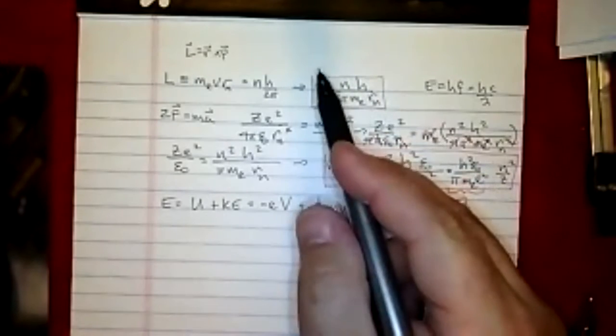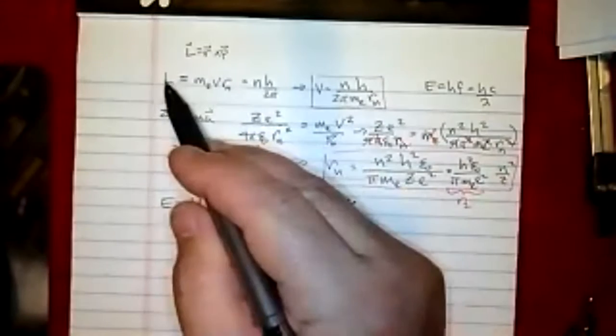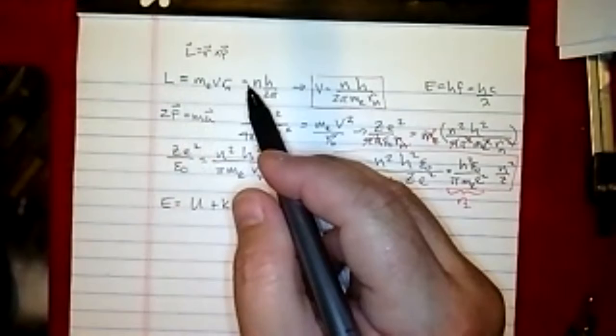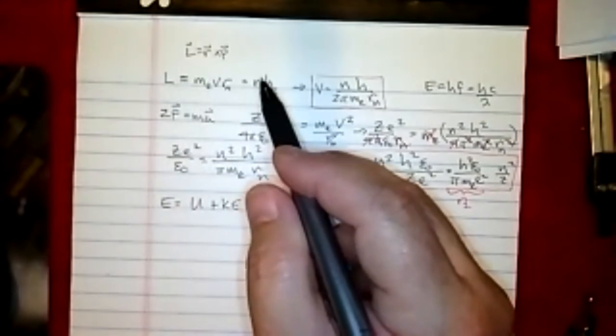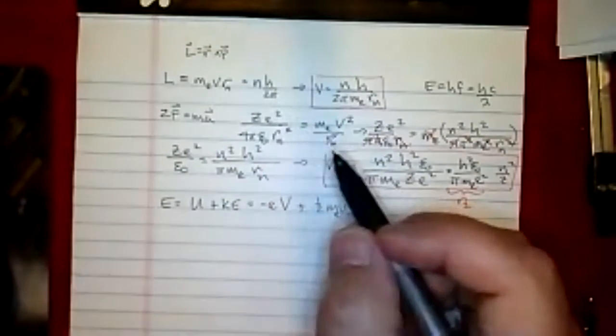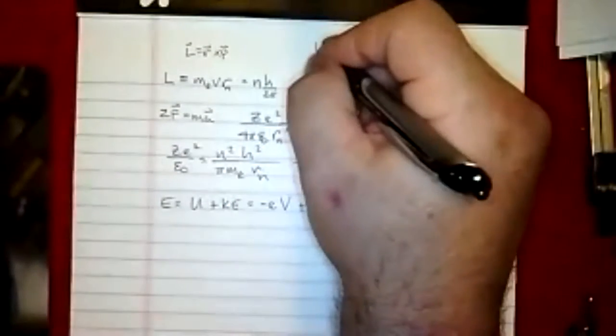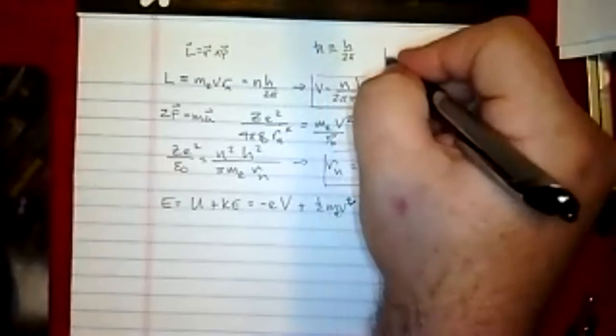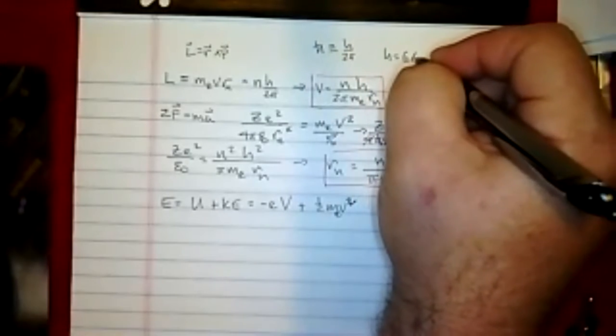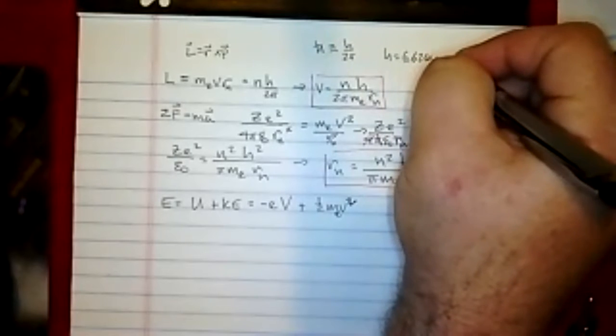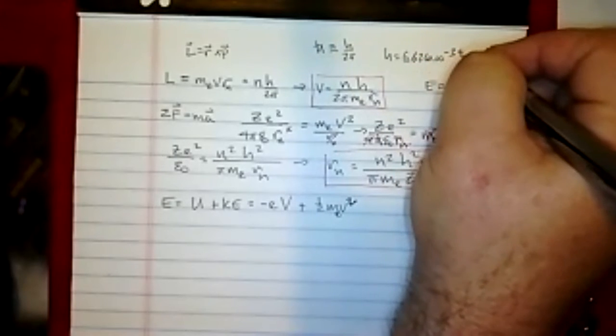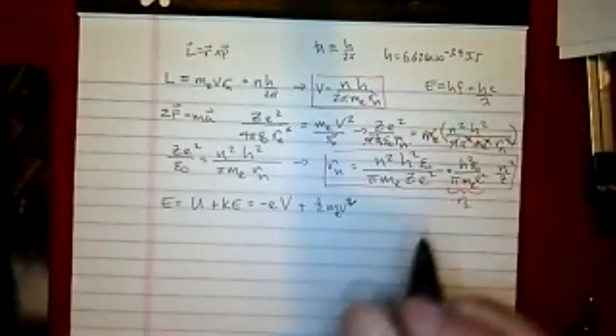Now the whole reason Bohr made this hypothesis that the angular momentum is quantized, it's equal to n times h bar, or n times h over 2 pi, and that's what h bar is. h bar is defined to be h over 2 pi, where h is equal to 6.626 times 10 to the negative 34th joule seconds.